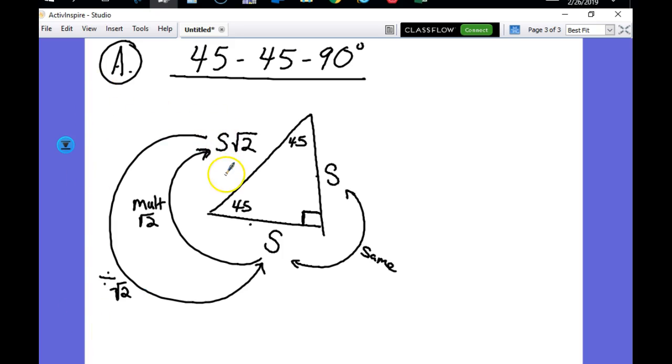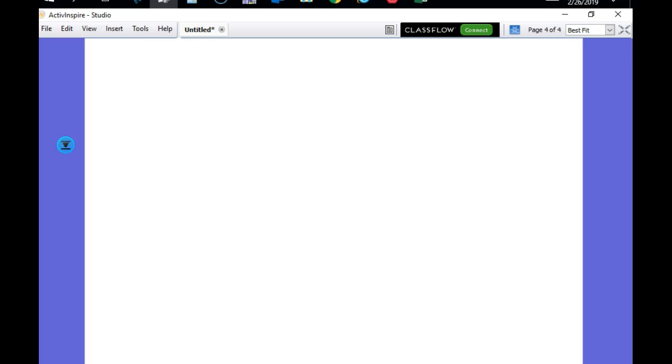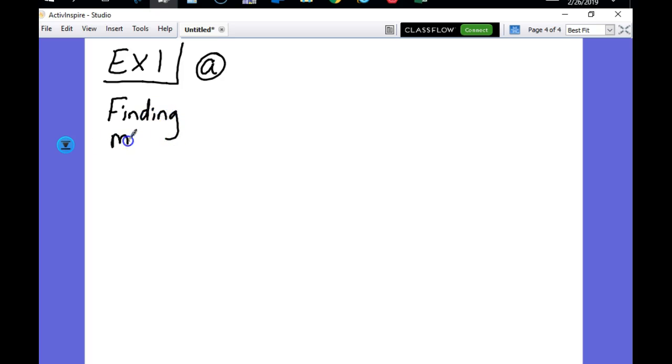So let's go ahead and take a look at a couple of examples. Have you guys got that diagram down good? All right. So let's do some examples here. We're going to have 3 examples for the 45, 45, and then I'll let you guys practice some. So example 1, part A, and all the way we're doing the same thing. We're finding the missing sides.